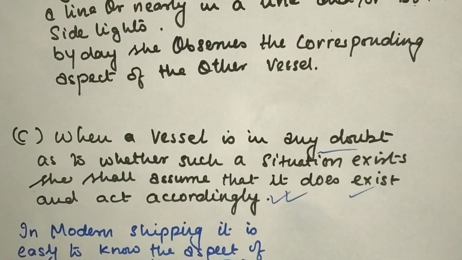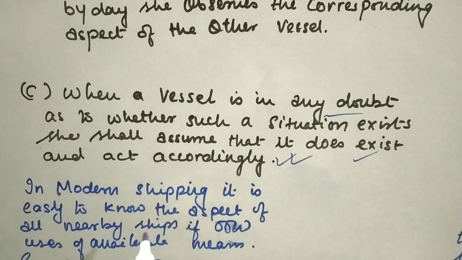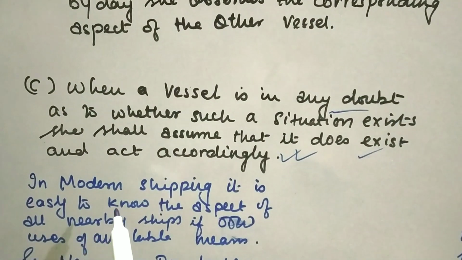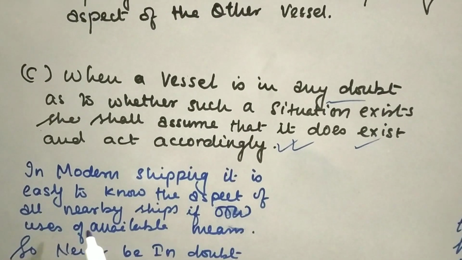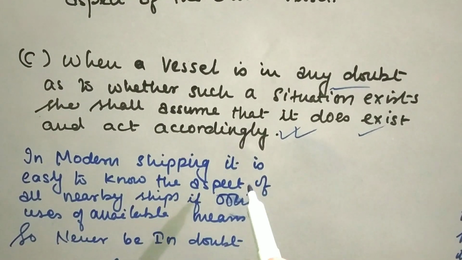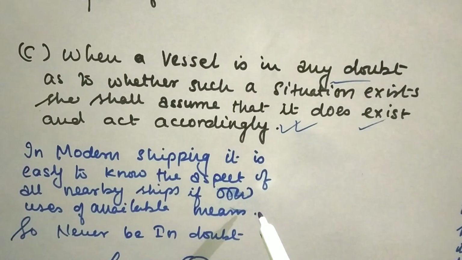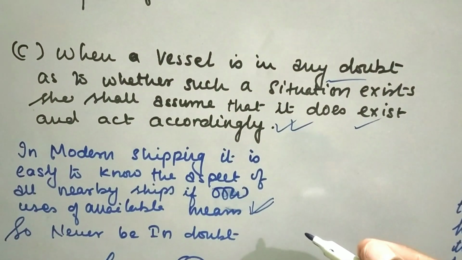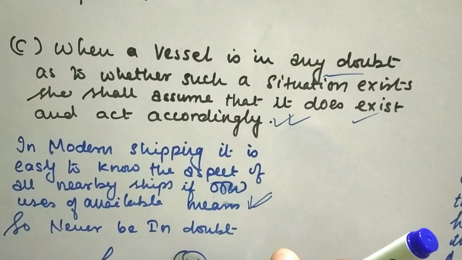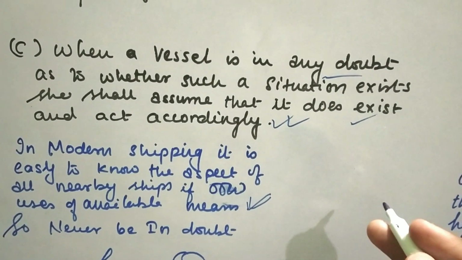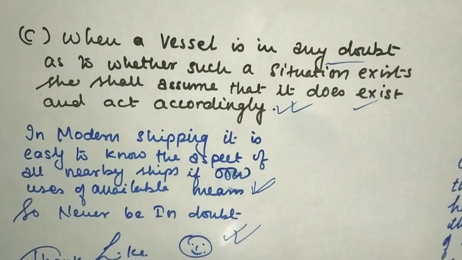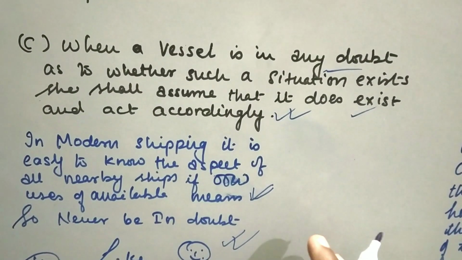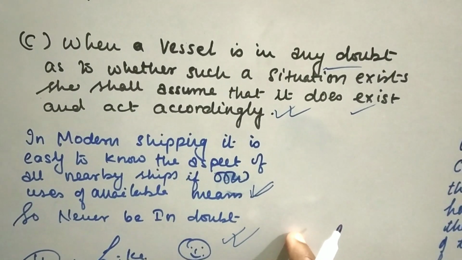In modern shipping, it is easy to know the aspect of all the nearby ships if the OW uses all available means. If you know how to use all the available means, then in the current scenario you will not be in doubt. So never be in doubt, and this much is important from Rule number 14, head-on situation.